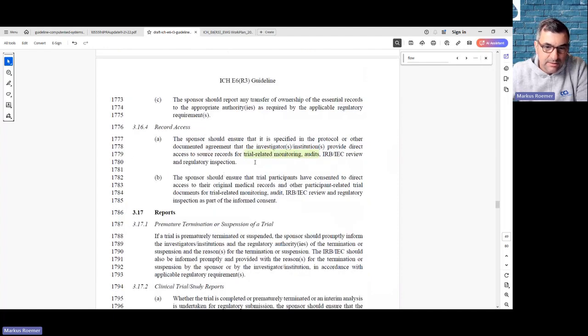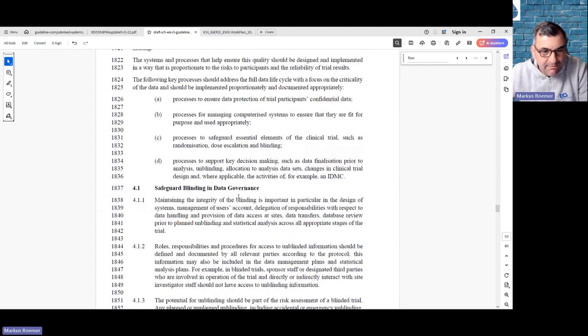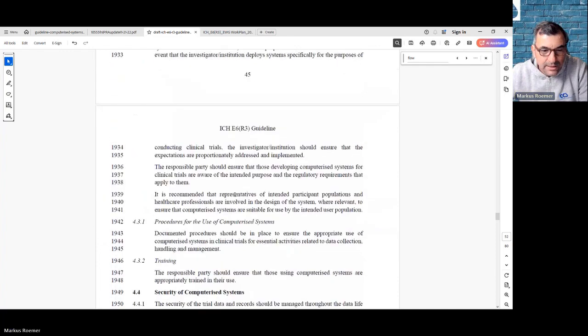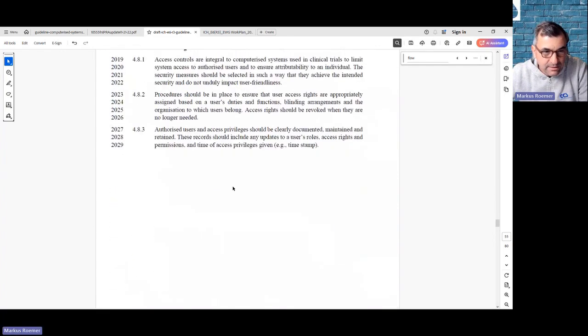Here also, the sponsor should ensure that it is specified in the study protocol, or rather documented agreements. So it could be also an attachment to the protocol or the monitoring plan that the investigator provides direct access to source records for trial-related monitoring, audits, IRB, IEC review, and regulatory inspections. Okay, record access. Again, going back to the guideline for computerized systems and keeping that in mind. There are a lot of cool stuff in it.